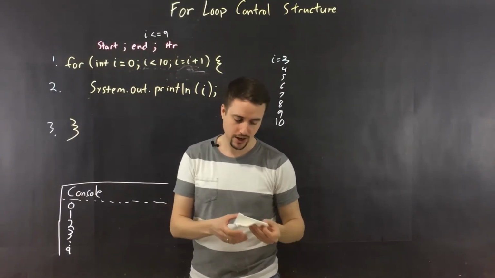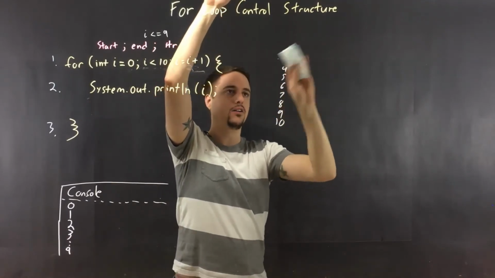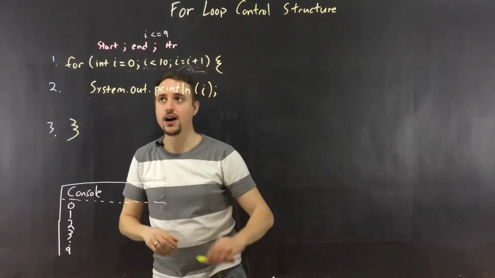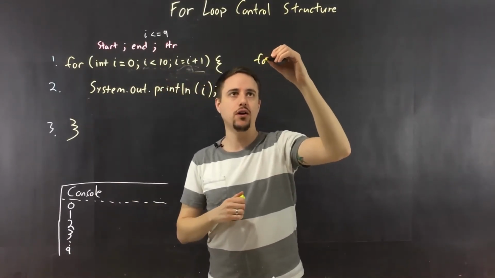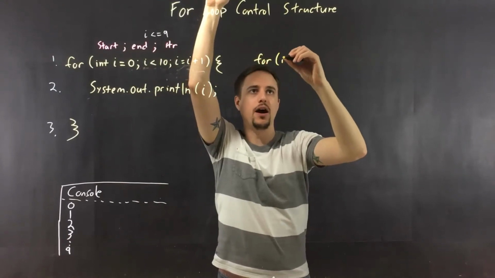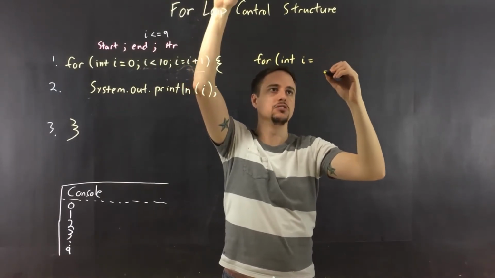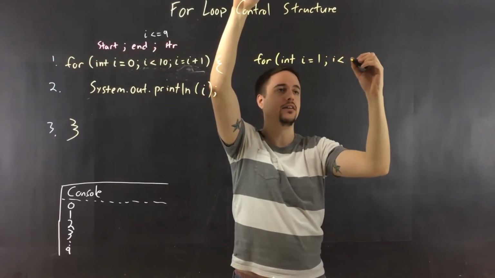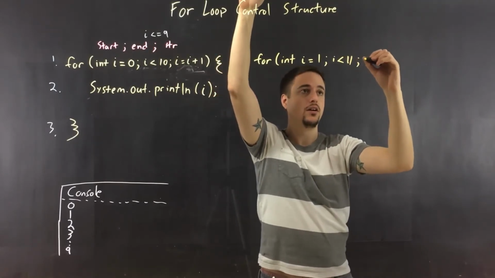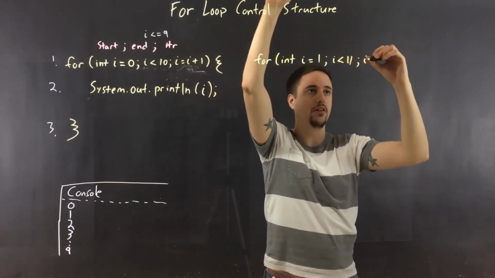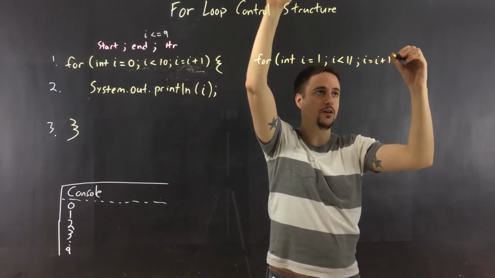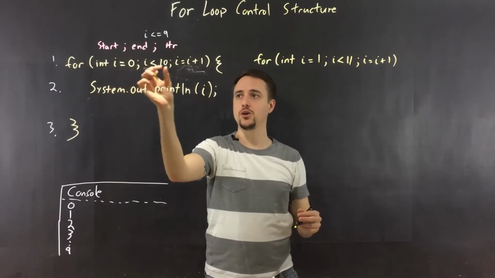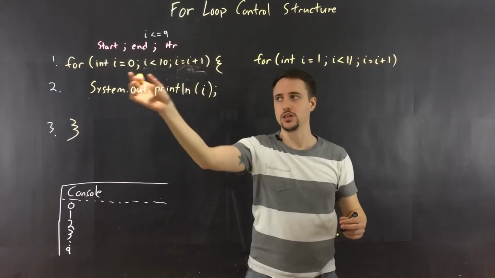Now, things that we can do differently there, let me just clear out my i iterations here. Things we can do differently is you can mess around with the starting point of the for loop. You could have done for int i equals 1, where i is less than 11, i equals i plus 1. So that would do very much the same thing as this one. It's just that we're starting at 1 and going to less than 11 as opposed to 0 and 10.